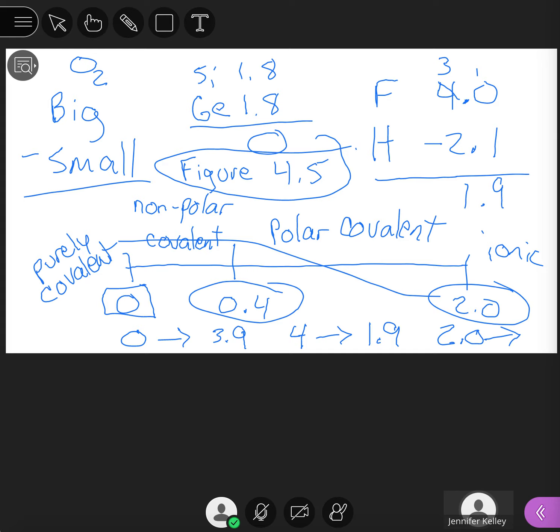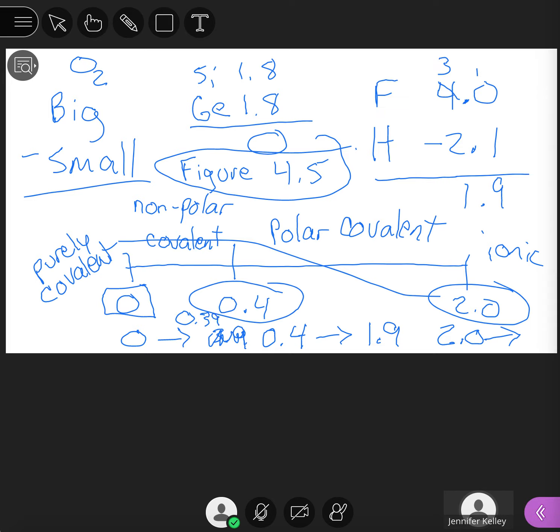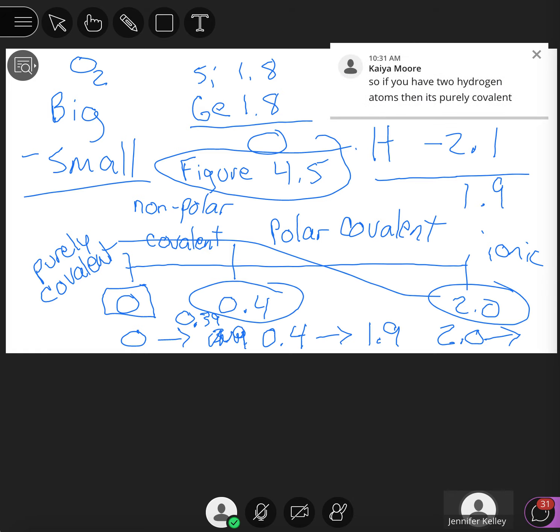Oh, it's 0.4 to 2. Oh, you mean down here. You know, I think it's because I'm an idiot a little bit. It should be 0.39. Thanks for pointing that out. And then 0.4 to 1.9. Yeah, it shouldn't go 0 to 3.9. That doesn't make any sense. Yes, you'll get the numbers on there. Correct, they would be purely covalent.